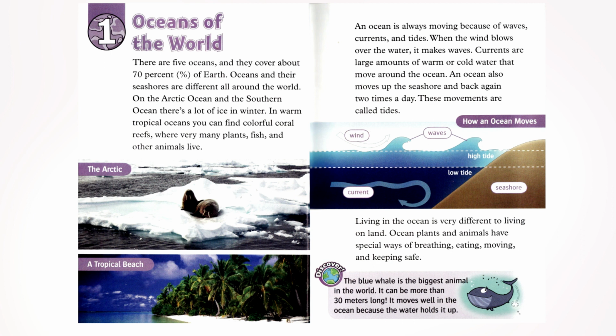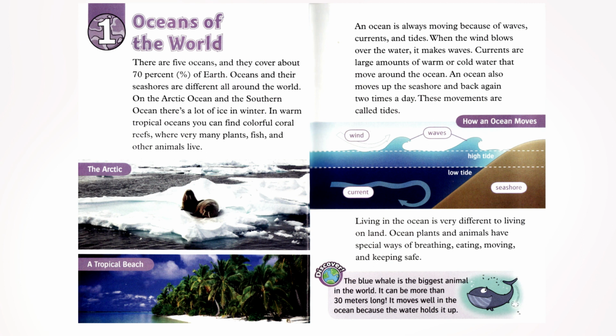Chapter 1. Oceans of the World. There are 5 oceans, and they cover about 70% of Earth. Oceans and their seashores are different all around the world. On the Arctic Ocean and the Southern Ocean, there's a lot of ice in winter. In warm tropical oceans, you can find colorful coral reefs where very many plants, fish, and other animals live.